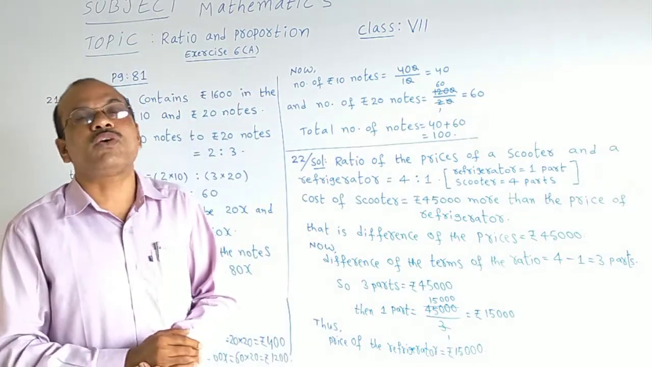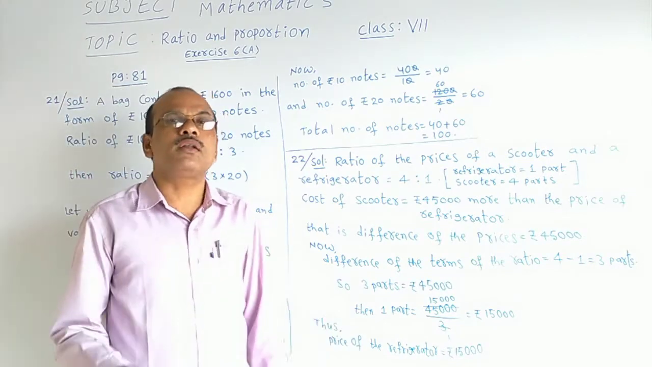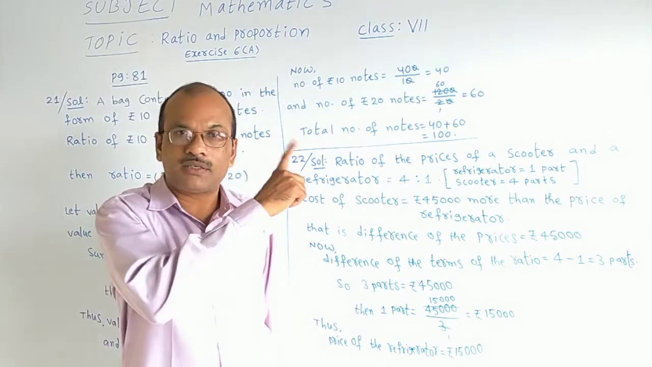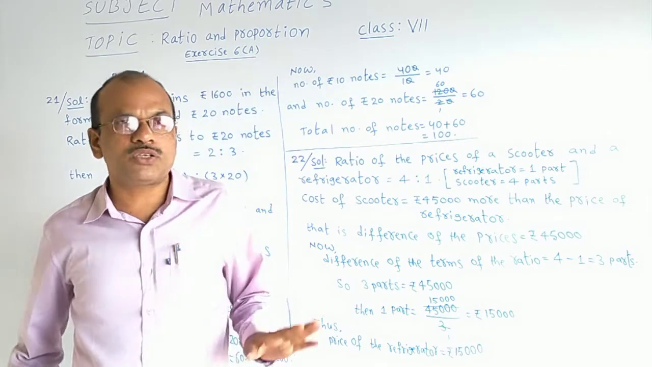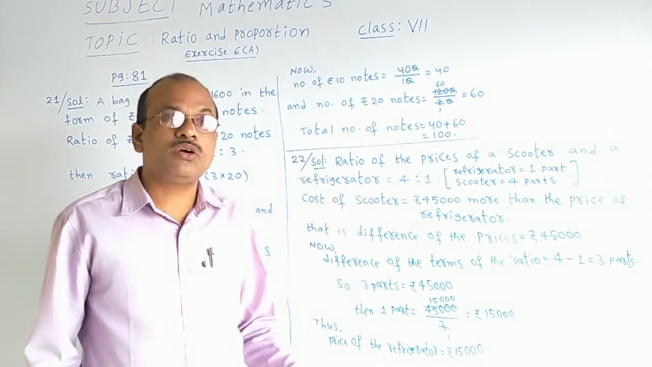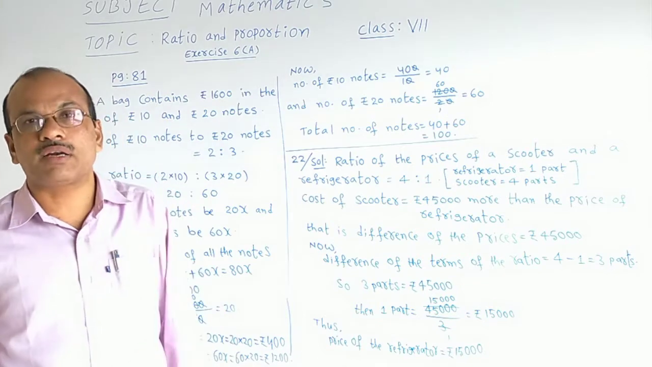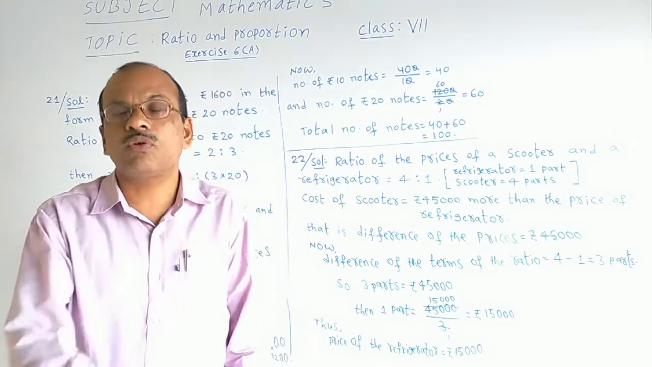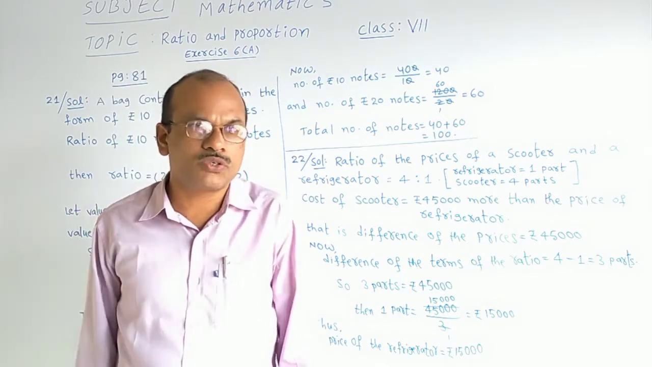But they did not ask to find the value of the scooter. They just asked us to find the value of the refrigerator. Now the value of the refrigerator is 1 part, and that we got as 15,000 rupees. Is it clear now, students? This is the way. Once again go through the video to make it more clear, and complete writing your classwork. I hope things are easy. In tomorrow's class we will go for the proportion sums. There is another exercise for this chapter. Okay students, thank you.